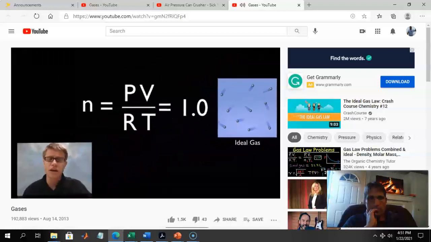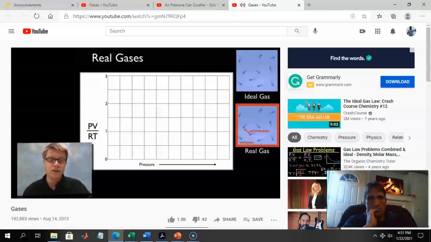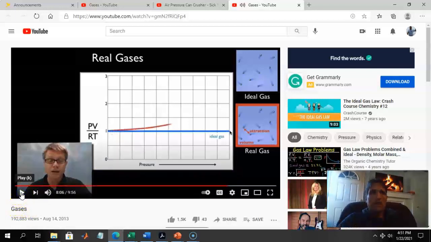If I just solve for N, this should always be equal to 1. In other words, PV over RT should always be equal to 1 for any kind of gas. And so let me just plot that for a specific gas. Let's say we're looking at nitrogen right here. Its ideal gas at different pressures should stay exactly at 1.0. But let me throw up some data.